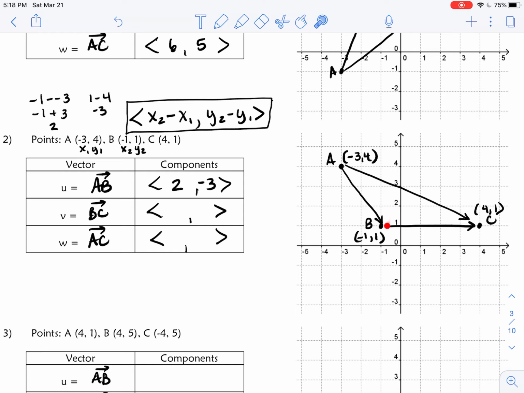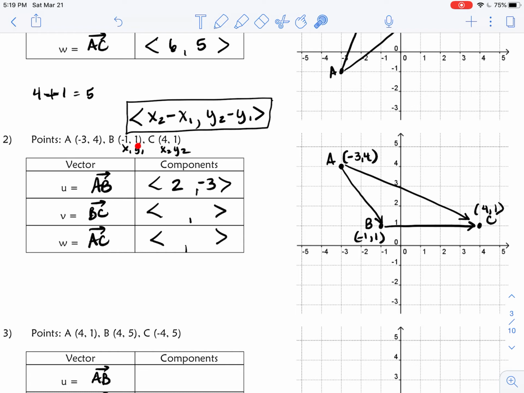All right, let's work the next vector from B to C. So I'm going to erase my x1, y1. This time my x1, y1 is the B coordinates, and my x2, y2 are the C coordinates. Okay, so let's do a little scratch work. X2 minus x1, so I've got 4 minus a -1, and so that's double negative, so that makes that plus, so that's going to be 5.